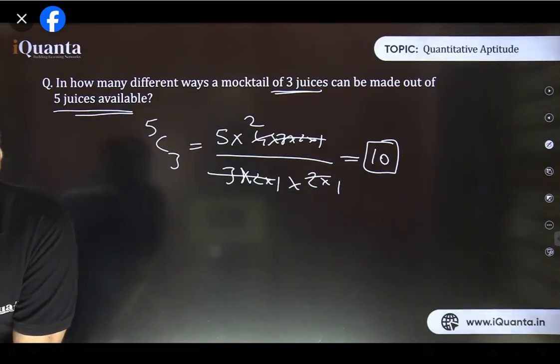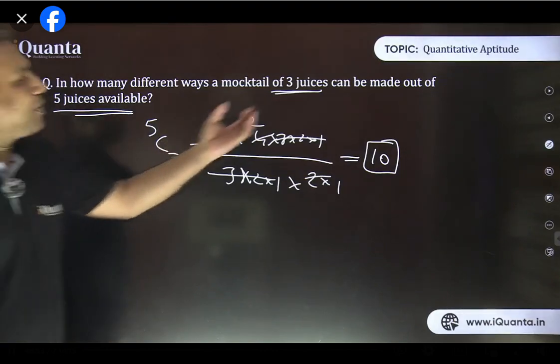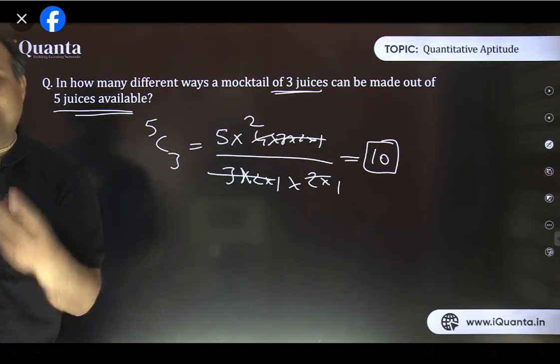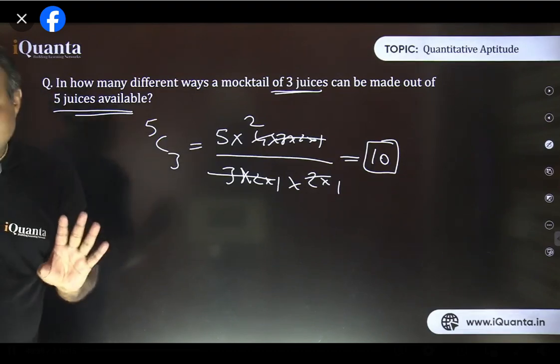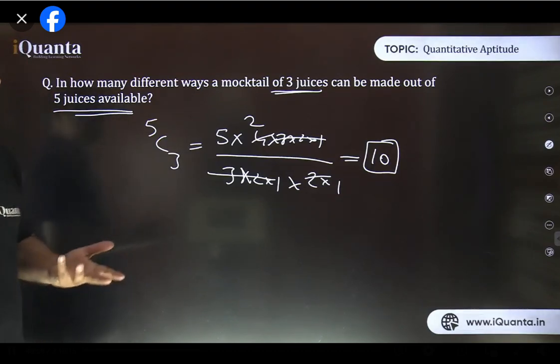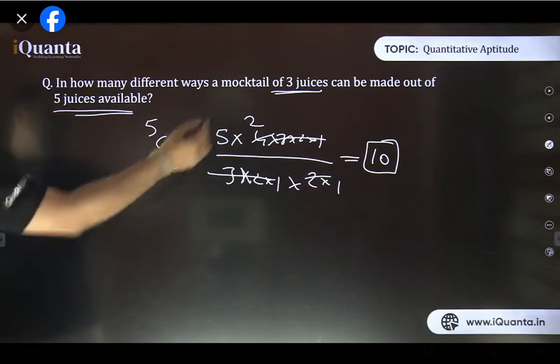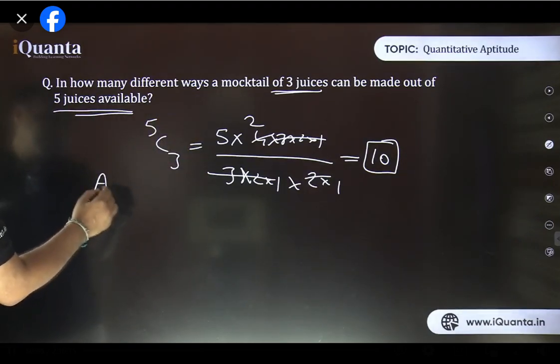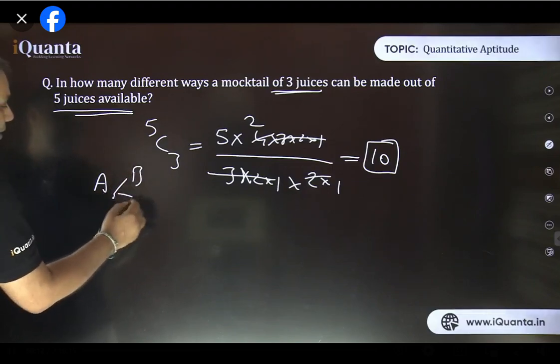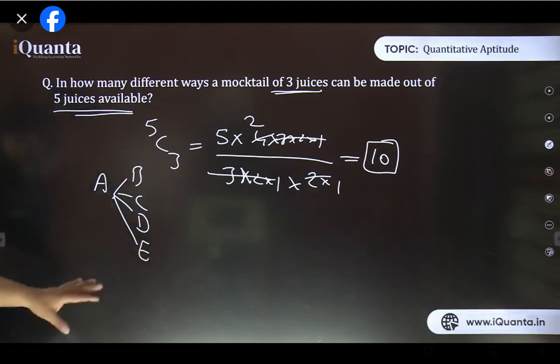Exactly. Ashu is perfectly fine. Without the formula, what do we need to do? We need to select 3 juices. So that means 2 juices need to be excluded, right? 2 juices are to be left. So which 2 juices can be left? Out of 5, let's call them A, B, C, D, E. So first, if I'm leaving A, the other juice left can be B or C or D or E. These are 4 ways, 4 combinations.